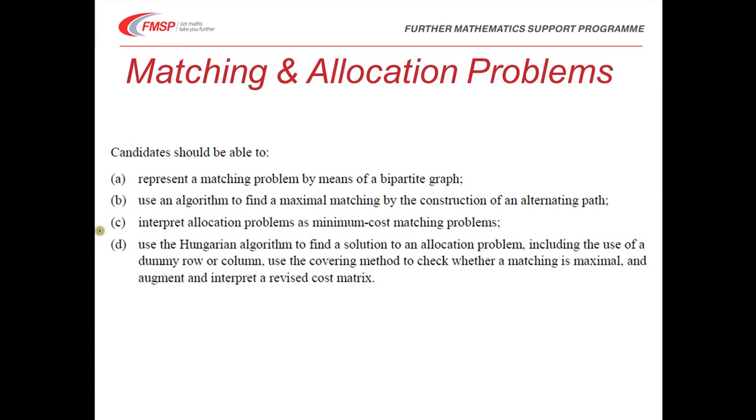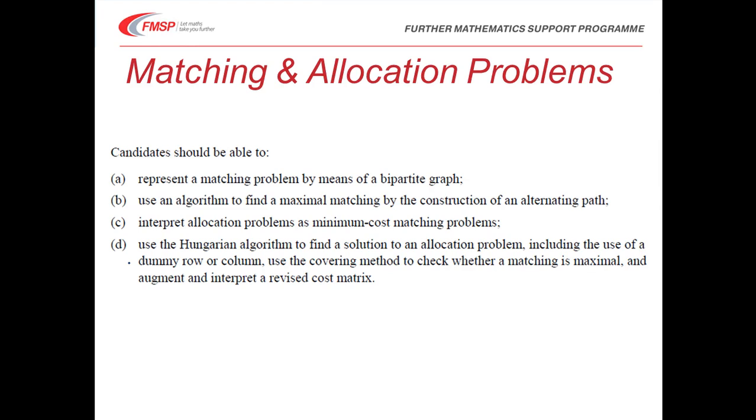So for the Hungarian algorithm, it is important that we remember that it is a minimizing algorithm. So if we're asked to maximize, then we need to alter our matrix, find the largest number, subtract every element from it and make it into a minimum problem. And also this business about dummy rows and columns, remember that the Hungarian algorithm uses square matrices. So if we haven't got a square matrix, then we may have to introduce a row or column.